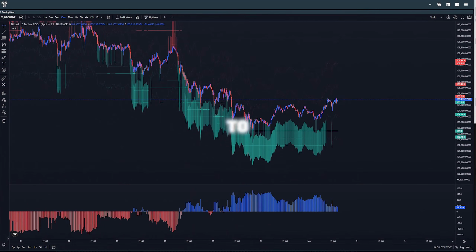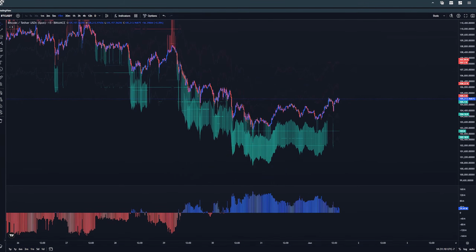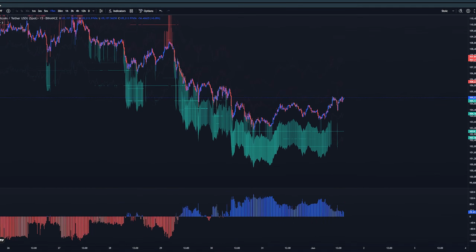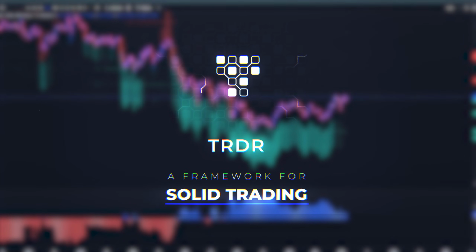All right, everyone, we're going to try to keep this short and sweet. I've gotten a lot of questions regarding the spot depth order book indicator, and that's not on TradingView. It's on a platform called TRDR. Just want to briefly go over that.